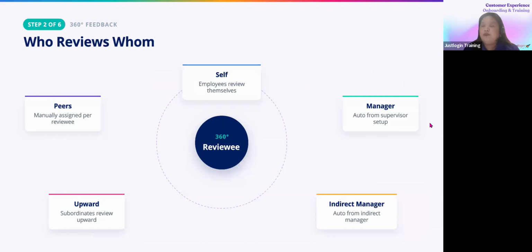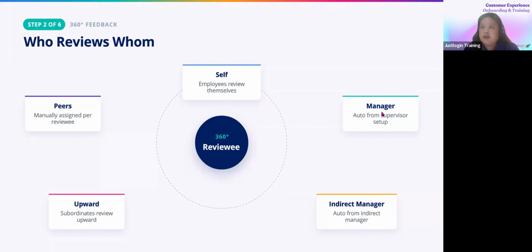Next, who reviews whom? In the Just Login Appraisal module, we have this 360-degree review, meaning everybody can review everyone. But the most common is the self review, meaning we allow the employee to review themselves. This one is actually very helpful, especially if you're the owner of the company or the manager and you want to know how the staff consider themselves, how they are going to rate themselves. So we also have this self review.